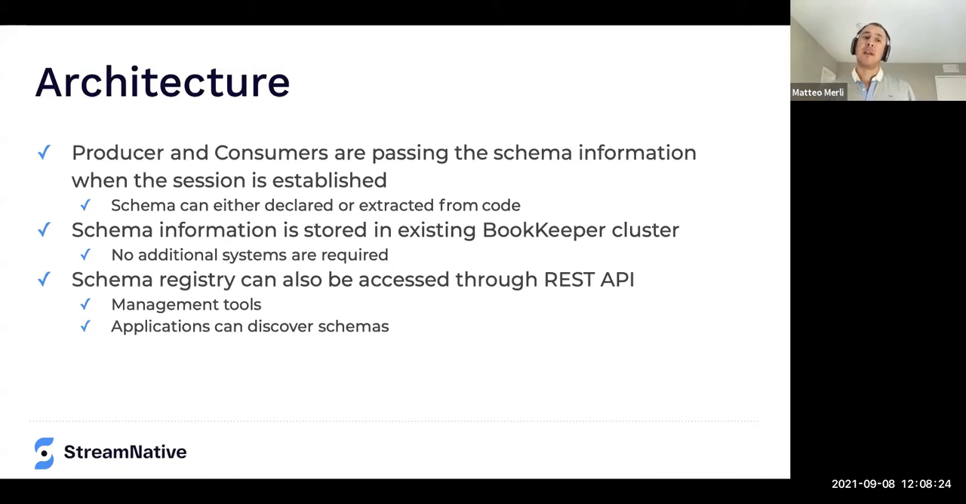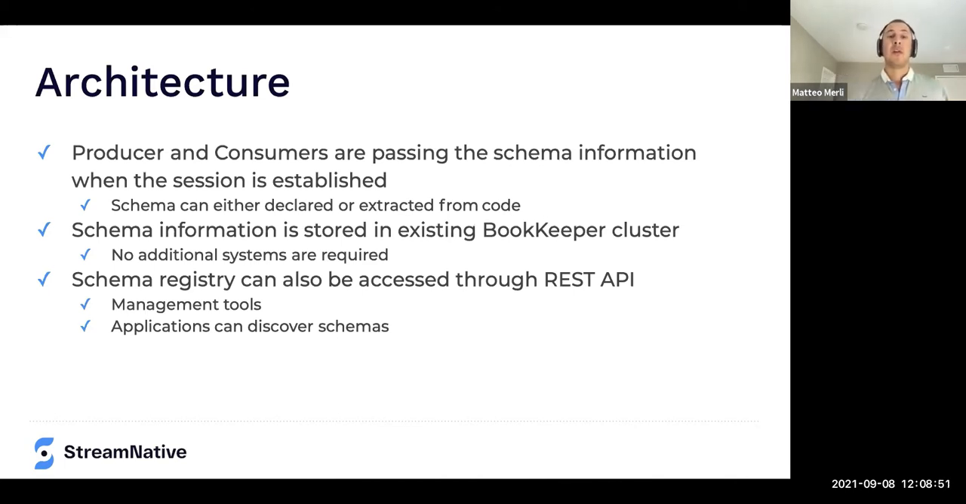A different way is that you might already have some schema definition, for example an Avro definition of a schema that is also used in all other systems. So you can reuse that schema definition and use it as a schema declaration. So it's not extracted from the code; it is using that precise definition that you already have. We store the schema in BookKeeper, and finally there's a REST API.